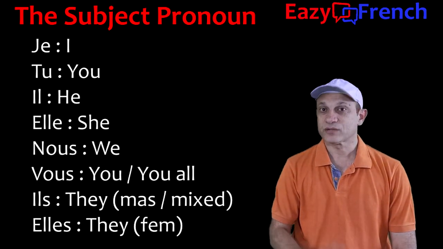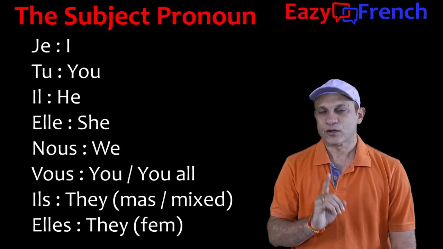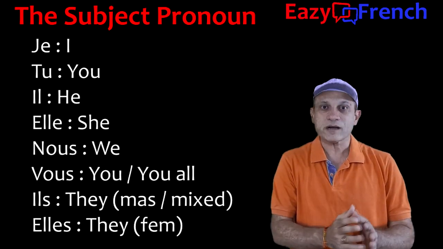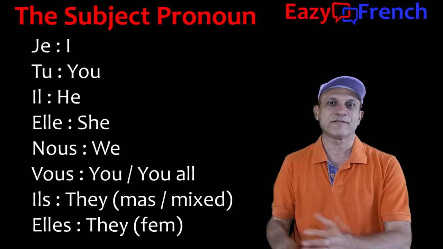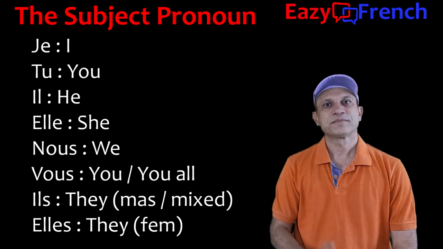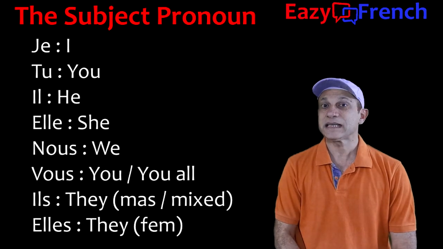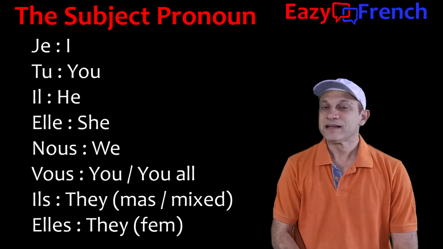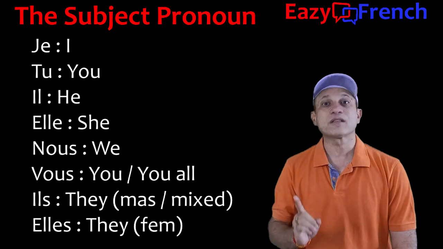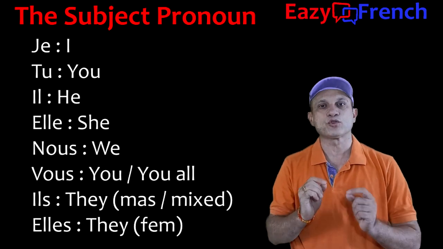Now this is ILS. Now it's a group of either a masculine only or a mixed group which has both masculine and feminine. So in that case we have to use ils. And that's ELLES. Now this is a group especially for the feminines. So these are all the subject pronouns through which we conjugate all the verbs.